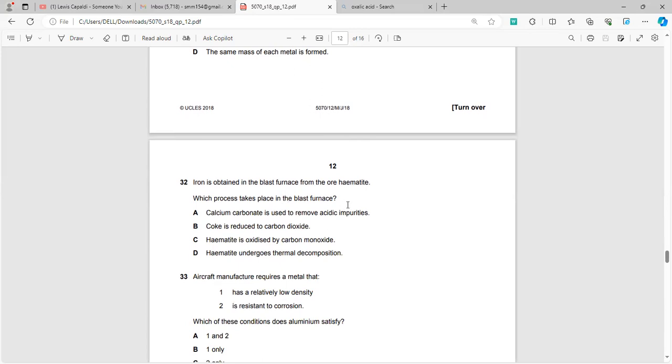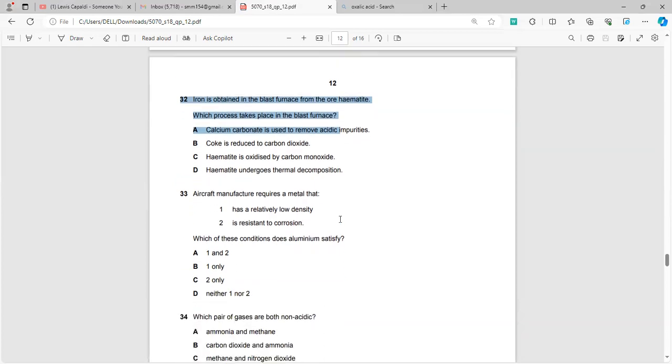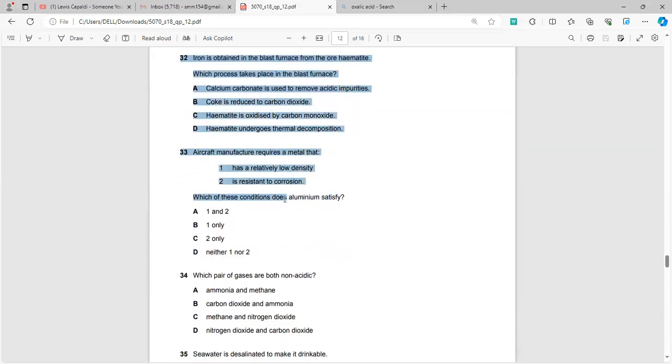Now, on question number 32, this is just general knowledge, and after reading about the process, you will know that calcium carbonate is the thing used to remove acidic impurities. Now, why is it used? Because calcium carbonate is a base and it will help to neutralize the acidic impurities which are present in the blast furnace.